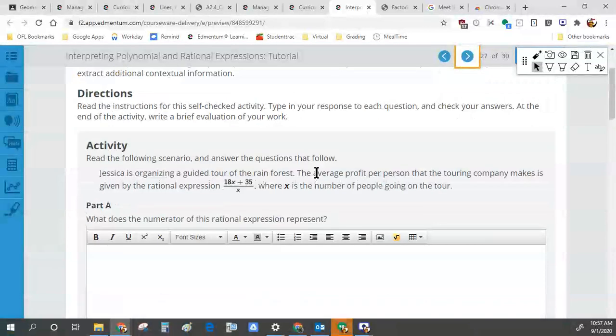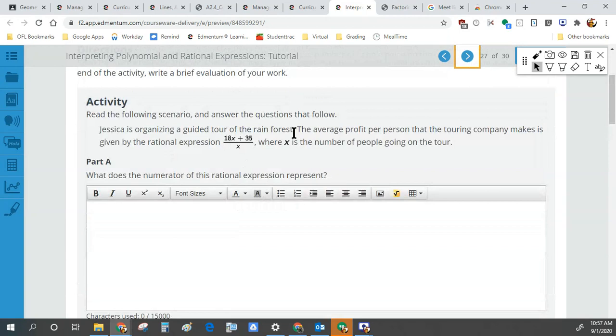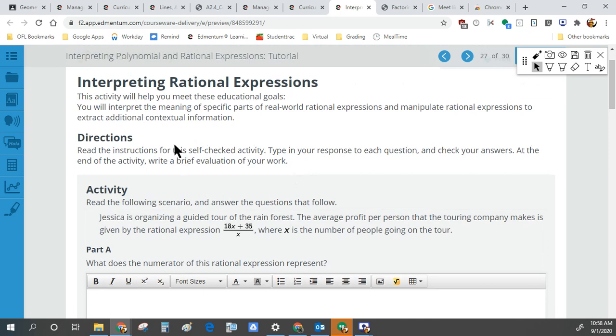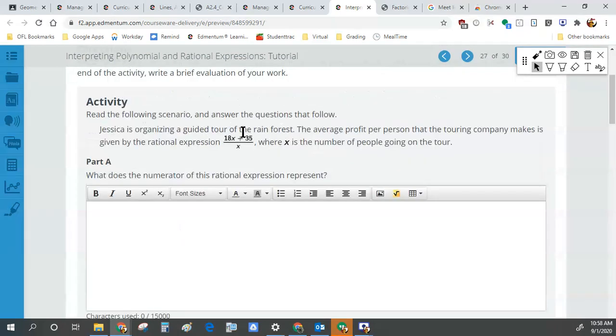All right, and read the following scenario. So Jessica's organizing this, blah, blah, blah. What does the numerator represent here? So the number of people going on the tour. The average profit per person is this. Let's read the scenario. What does the numerator represent? Well, I don't know what this 35 represents, so we kind of have to figure that part out.